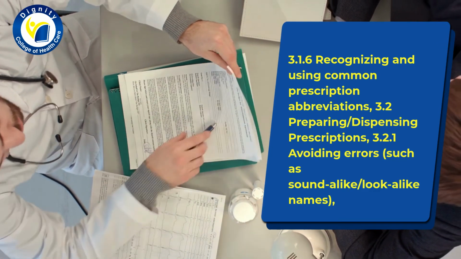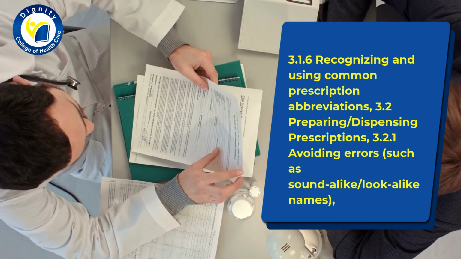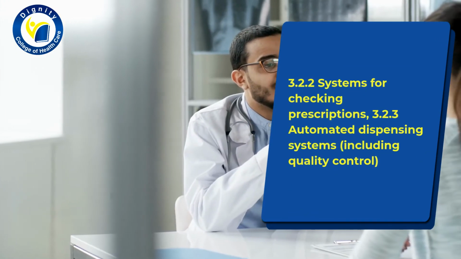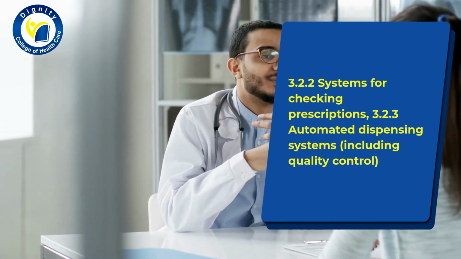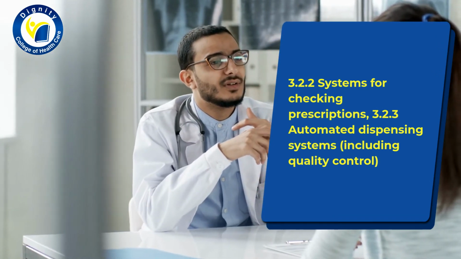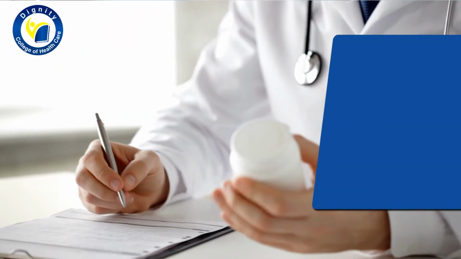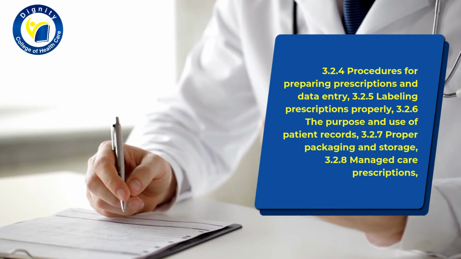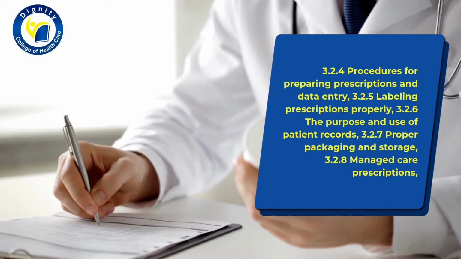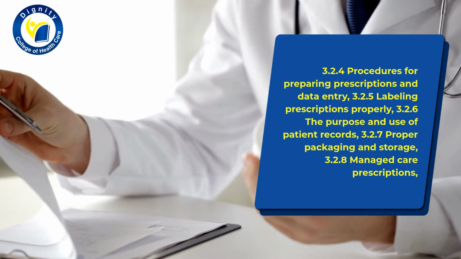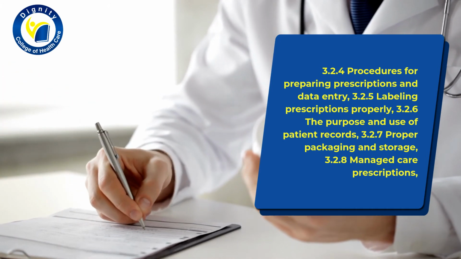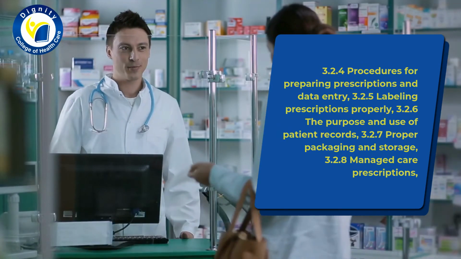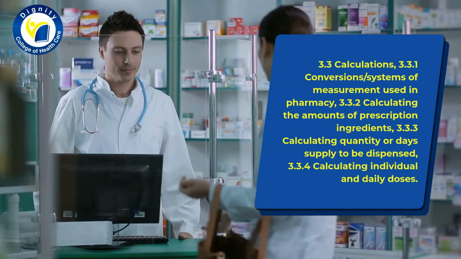3.2 Preparing and dispensing prescriptions. 3.2.1 Avoiding errors, such as sound-alike/look-alike names. 3.2.2 Systems for checking prescriptions. 3.2.3 Automated dispensing systems, including quality control. 3.2.4 Procedures for preparing prescriptions and data entry. 3.2.5 Labeling prescriptions properly. 3.2.6 The purpose and use of patient records. 3.2.7 Proper packaging and storage. 3.2.8 Managed care prescriptions. 3.3 Calculations.